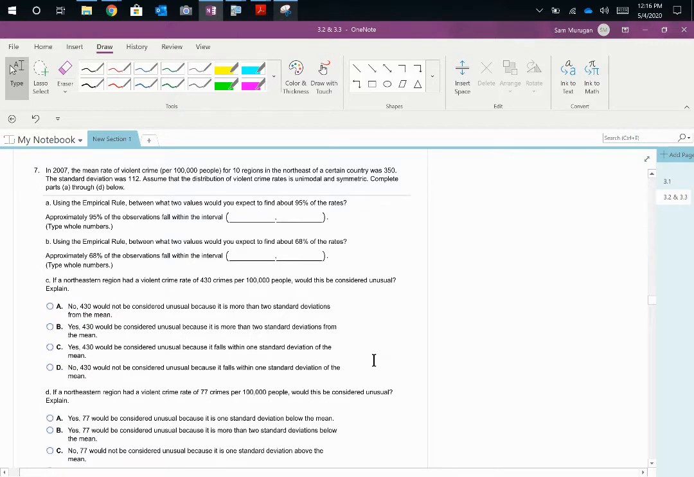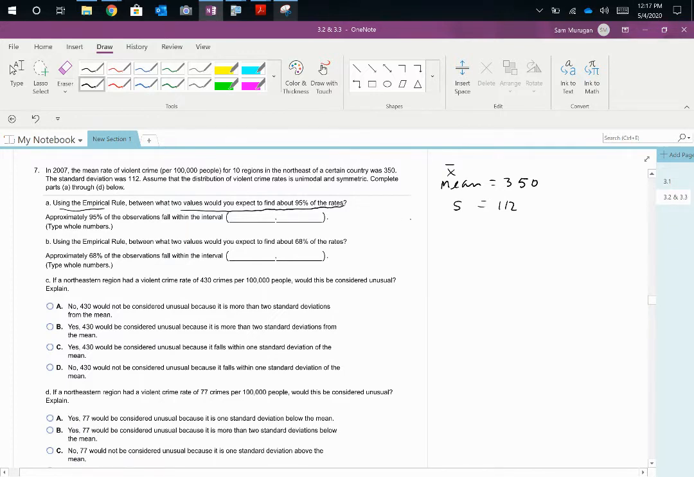Continuing. So this is question 7 on your homework. In 2007, the mean rate of violent crimes per 1,000 people in 10 regions in a certain area was 350. So mean is equal to 350. Remember, that's X bar, and the standard deviation is 112. Using the empirical rule, what 2 values would you expect to find 95% of the data?